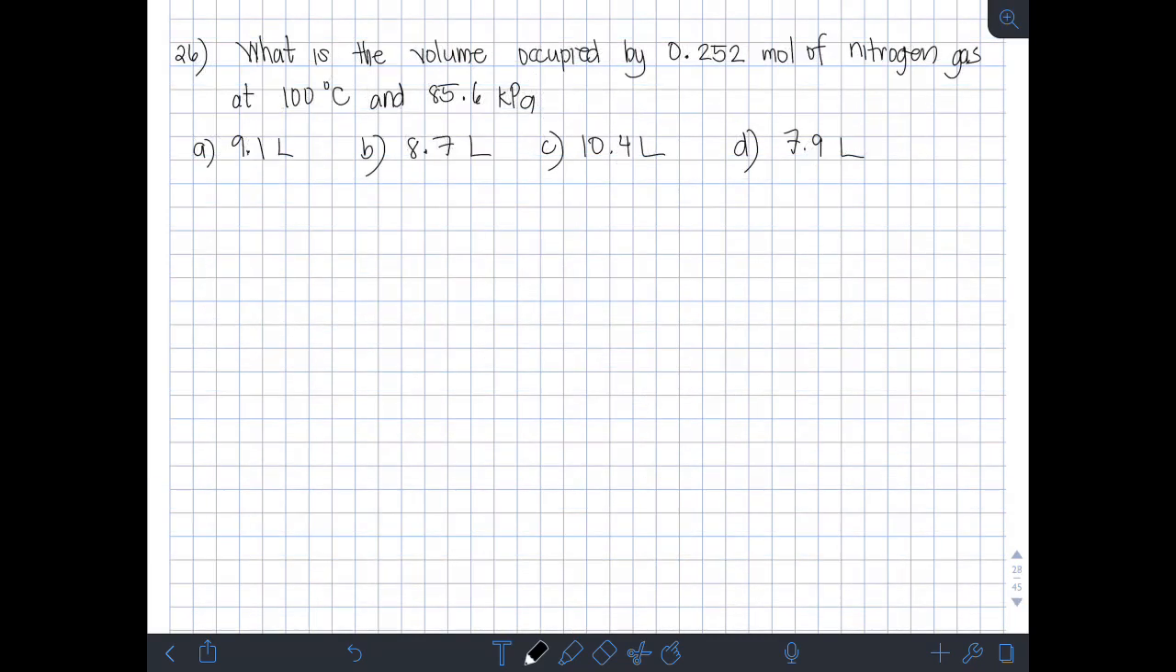Next, we have: what is the volume occupied by 0.252 mole of nitrogen gas at 100 degrees Celsius and 85.6 kilopascals?